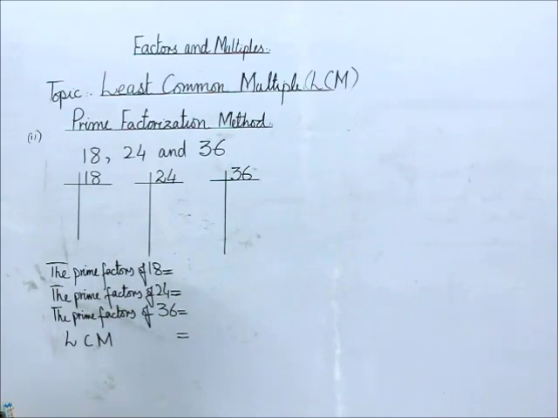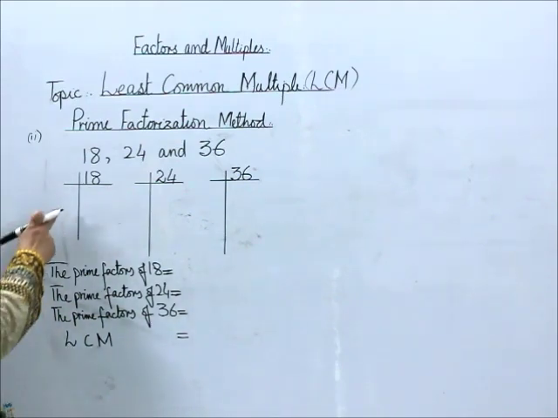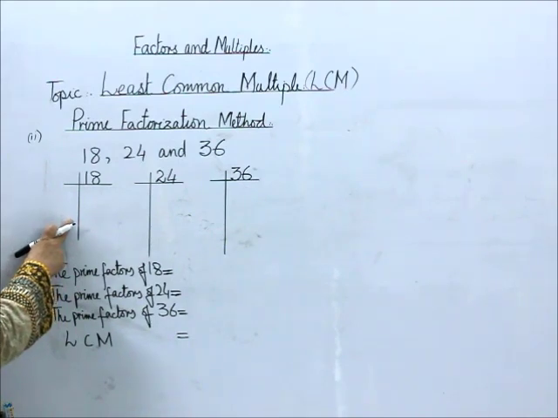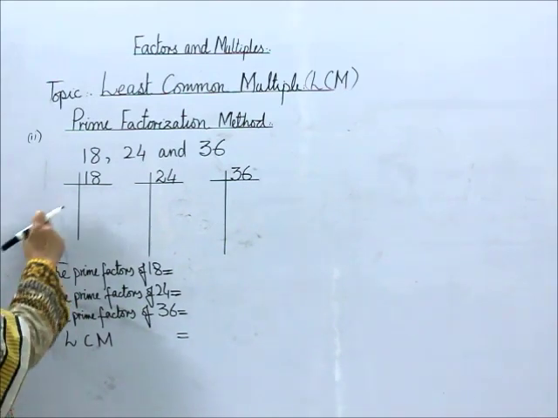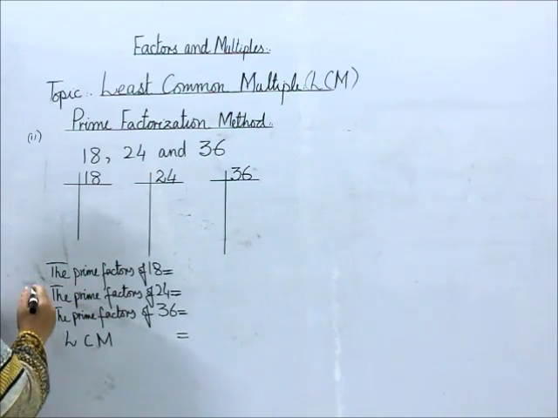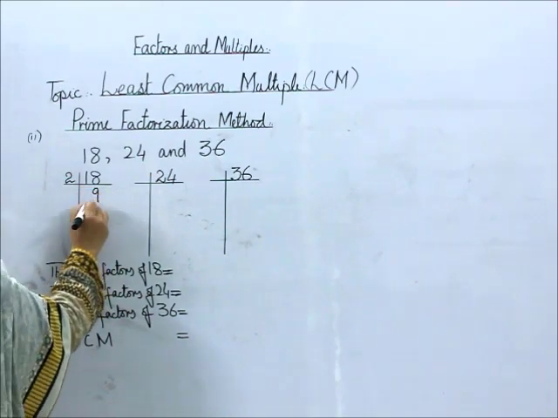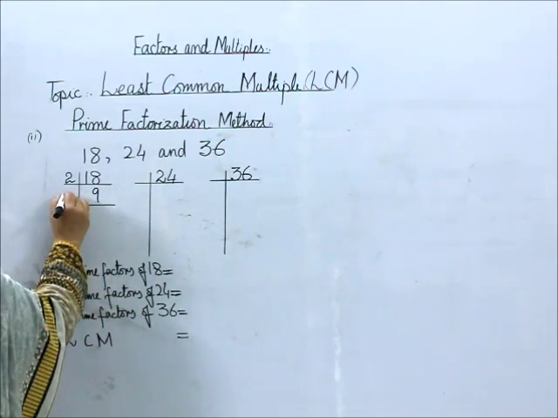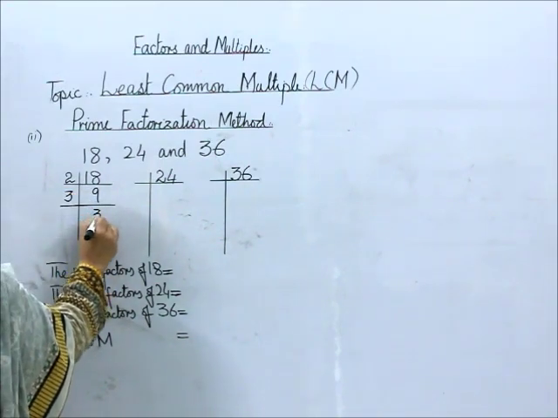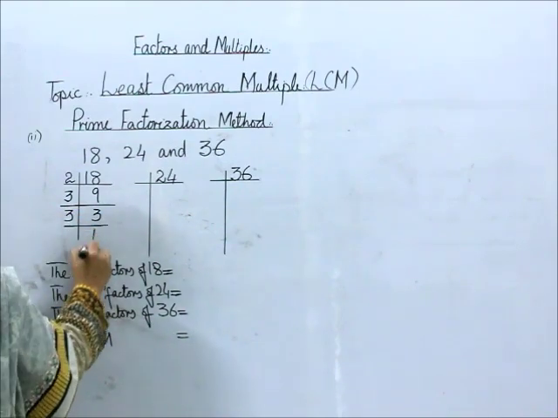The second method by which we can find the LCM of two or more numbers is the prime factorization method. Factorization is a process in which we break down a number into its prime factors, and we use this symbol to find the prime factors. So 18 is an even number. The smallest prime number is 2, so we will divide it by 2. 2 9s are 18. 9 is an odd number. It is divisible by 3. 3 3s are 9, and then 3 1s are 3.